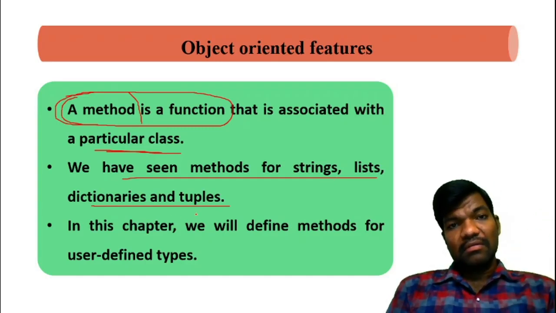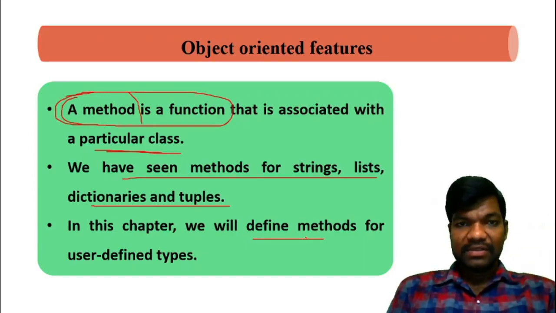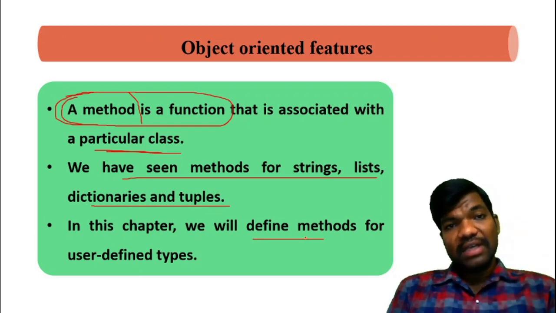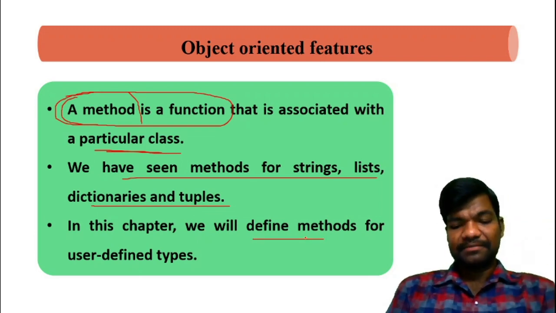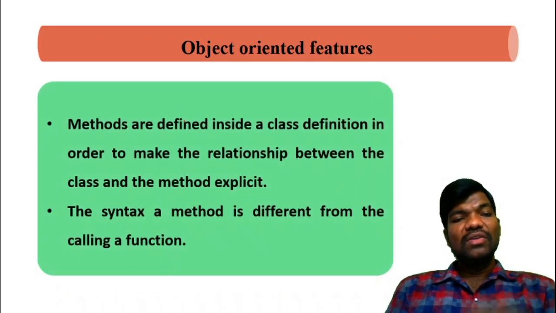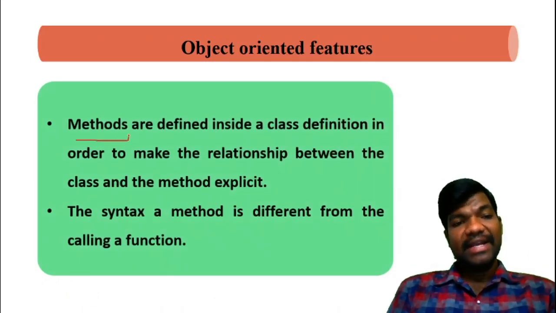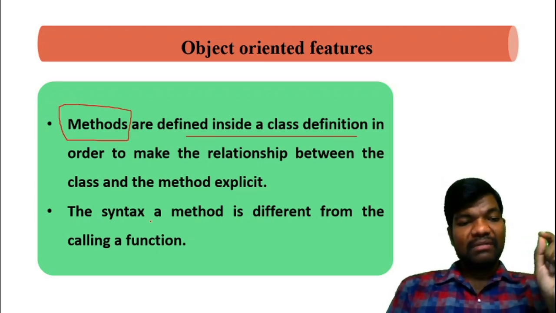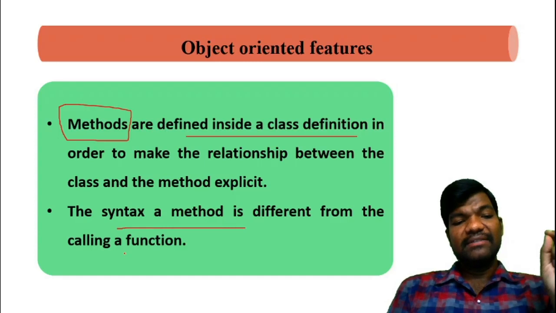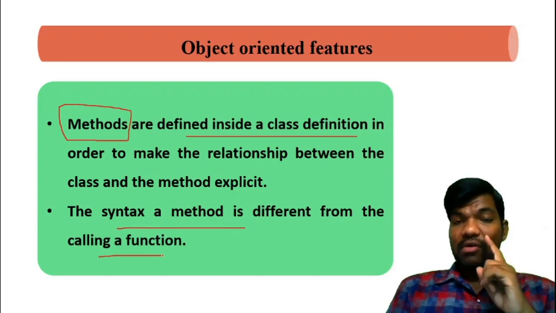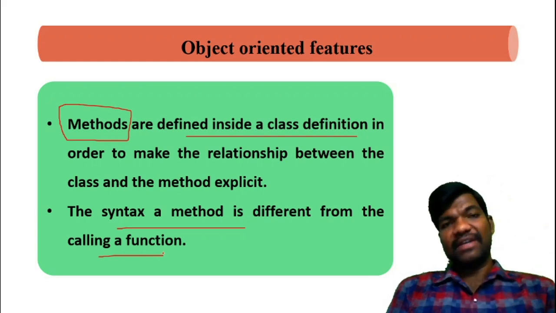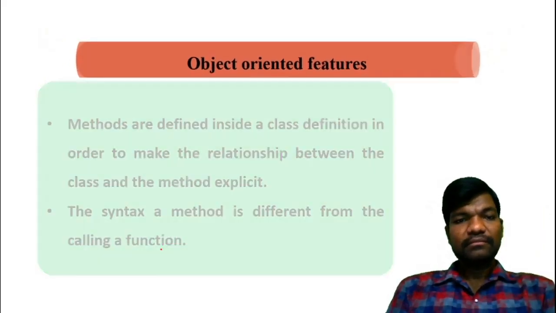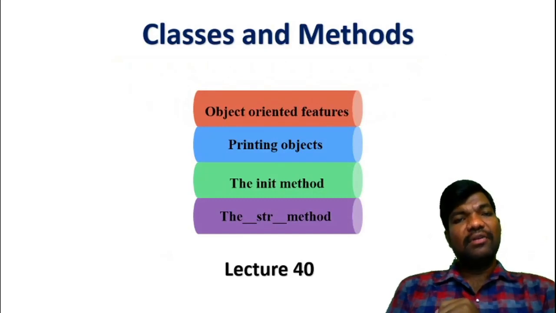Now we are defining methods for user defined types. I am creating an object, and for that object, I am creating some methods. Methods are defined inside the class definition. So inside the class, we are creating the methods, right? The syntax for a method is different from the syntax for calling a function. Calling a function is different, a method is different. So that is object oriented features.